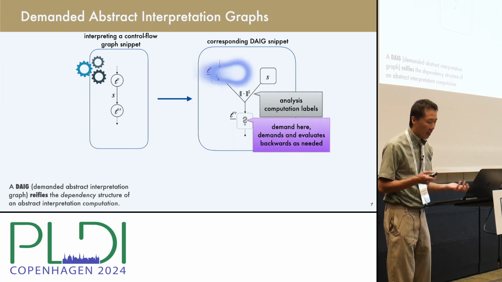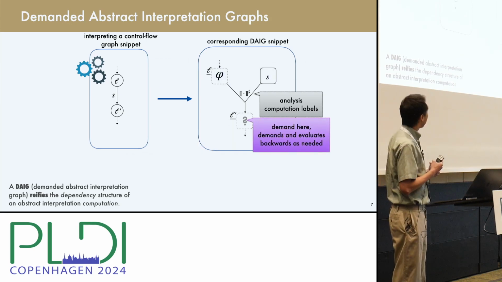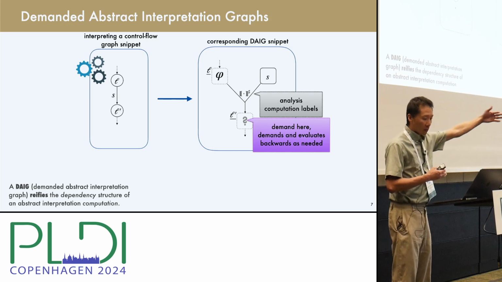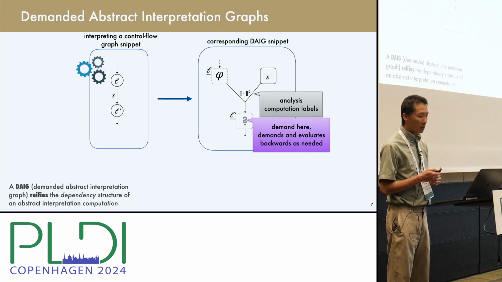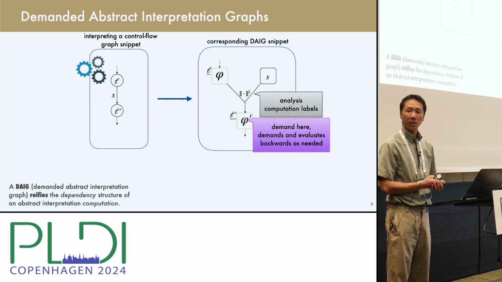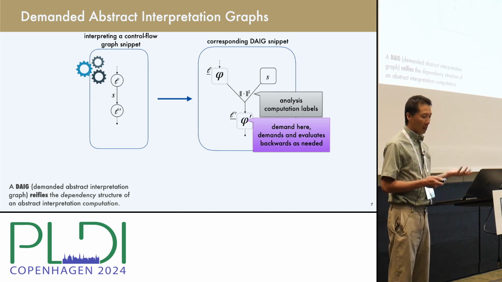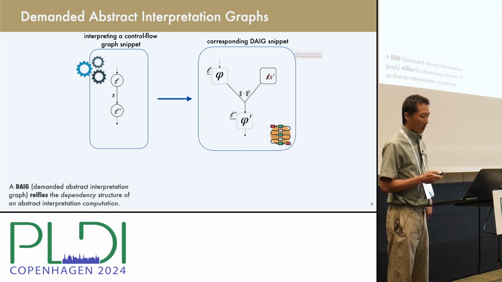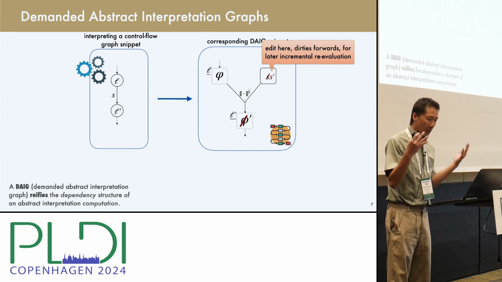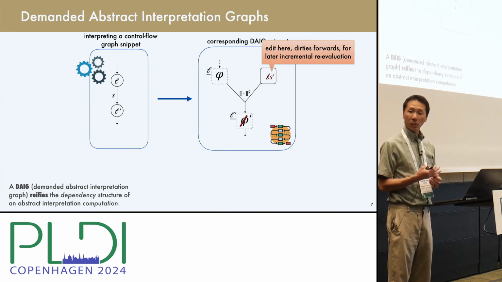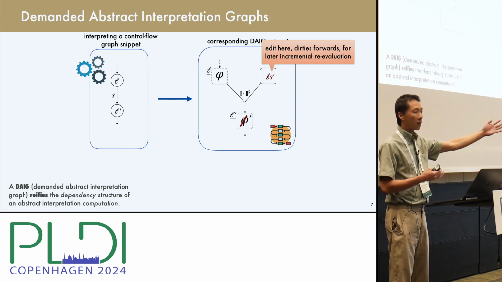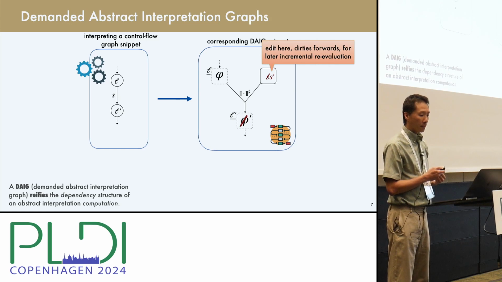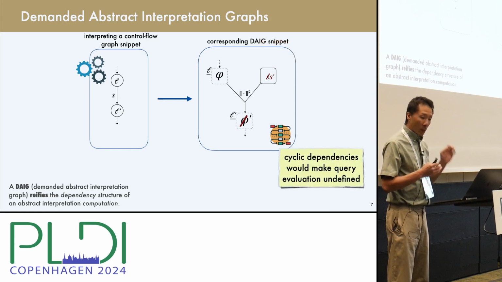So if we want to ask what the abstract state is at L prime, we demand there. Demand might need to go recursively backwards to compute the state at L, but once it has that, it just applies the analysis computation label and gets us the state at L prime. Now, if we have an edit where the statement changes from S to S prime, then we just dirty and mark everything forward for later incremental reevaluation if it's demanded again. Very simple picture.